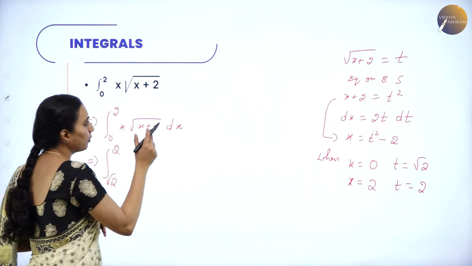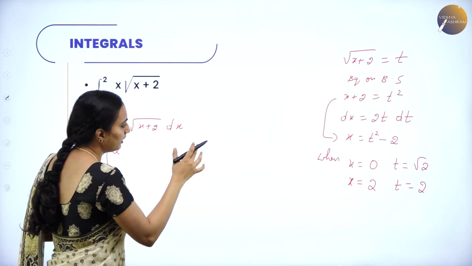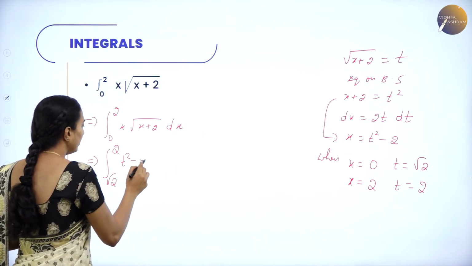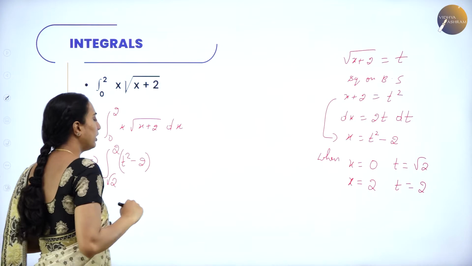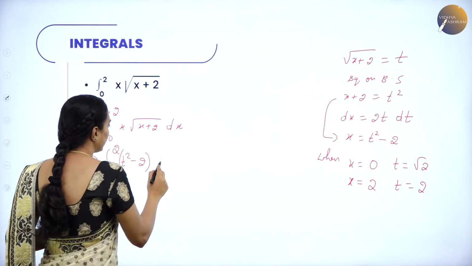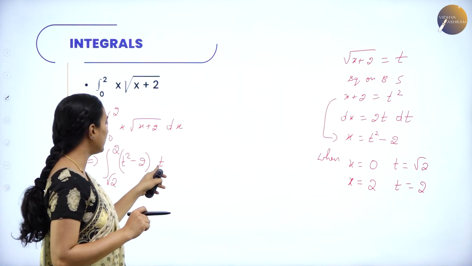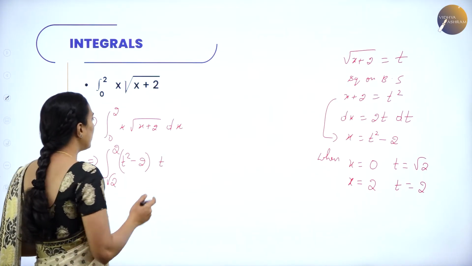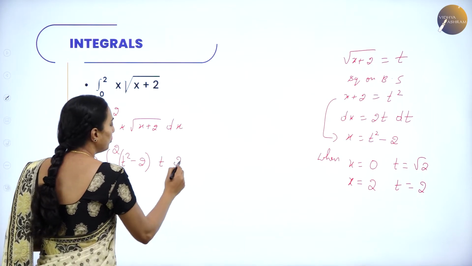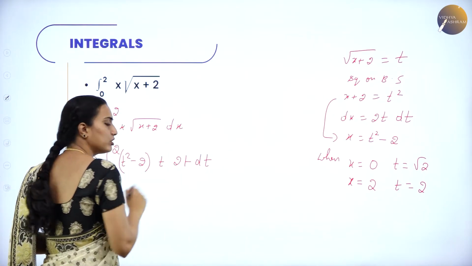Now x is nothing but what we have substituted. x is here t squared minus 2, isn't it? So the square root of x plus 2 is nothing but t. Now you are going to get the square root of x plus 2 as t. So therefore, dx is nothing but 2t dt. I hope you understood this one.